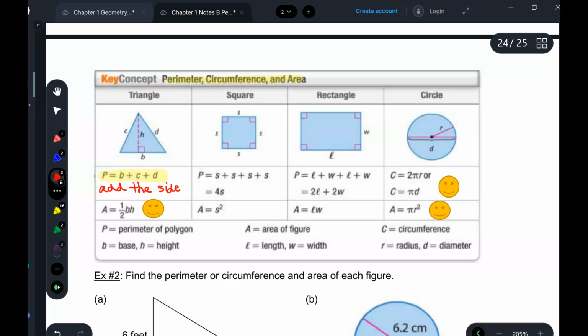So what should we make the flashcards with? Oh, my smiley faces went, that's okay. Hopefully we know some of these. I'm hoping some of this will look familiar.